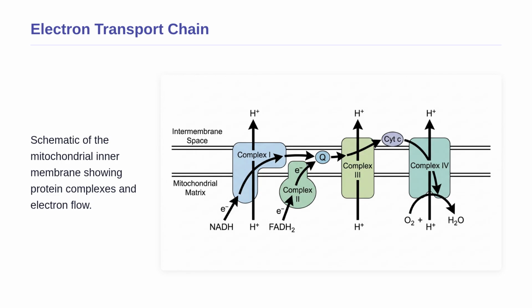As the electrons travel horizontally to the right, look at the vertical arrows pointing upward. These represent the protons being pumped from the matrix below into the intermembrane space above. Finally, at complex 4 on the far right, the electrons meet oxygen to safely form water.